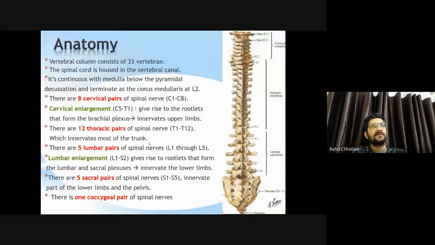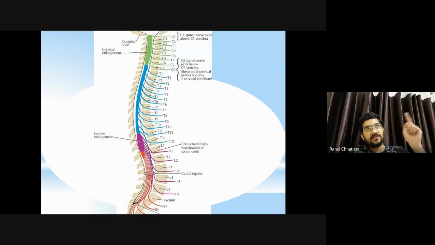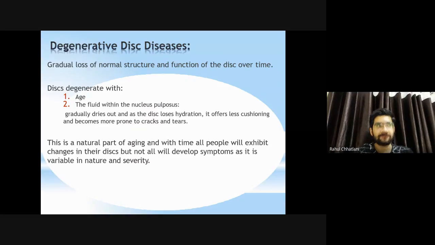We'll just revise. First we talked about the anatomy: 33 vertebrae, starting from the cervical, thoracic, lumbar, sacral, and one pair of coccygeal. Cervical vertebrae are counted C1 to C7 moving upwards, and from C8 everything moves one segment downwards. L1, L2 is the end of the spinal cord. After that, whatever peripheral nerves move in the spinal canal are termed the cauda equina.